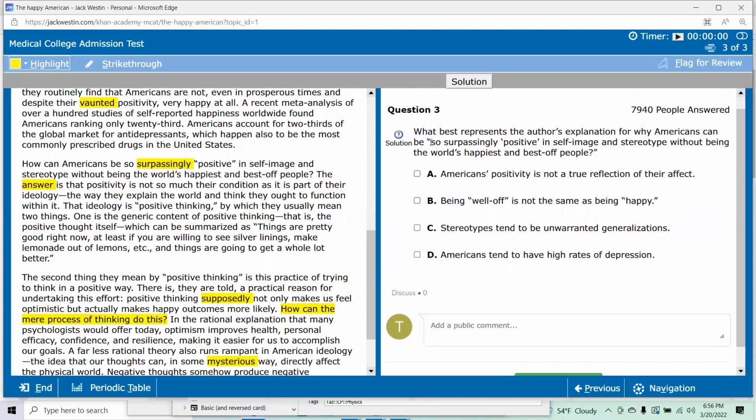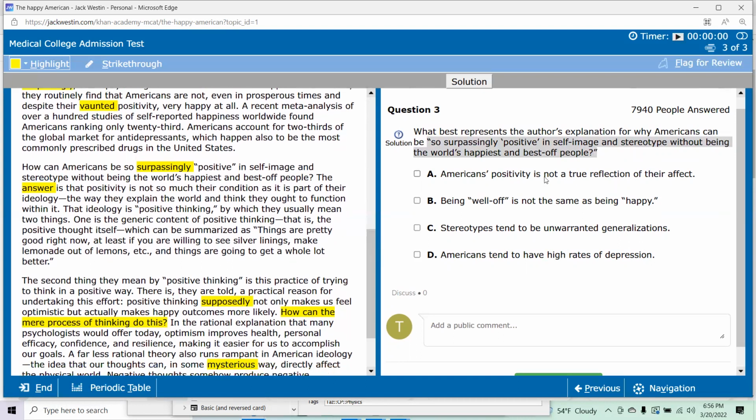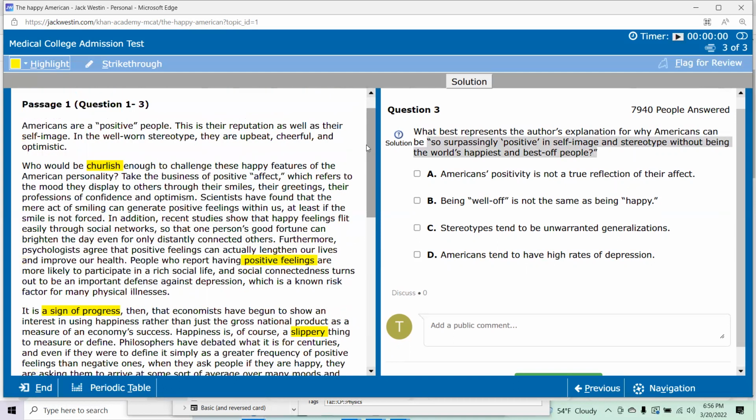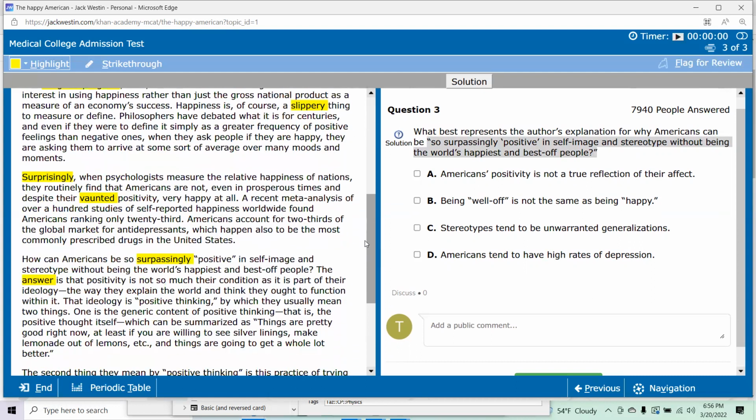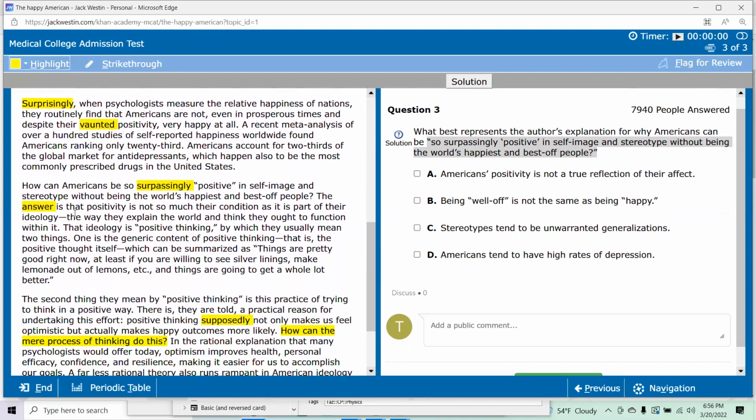So when they give you a direct quote like this, it's best to go back and look at what he was talking about. So, the explanation for why Americans can be so surprisingly positive. Where did we see that? Surprisingly positive. I think it was the third paragraph. 1, 2, 3, it was the fourth paragraph. So let's take a look at this and understand why he said that.